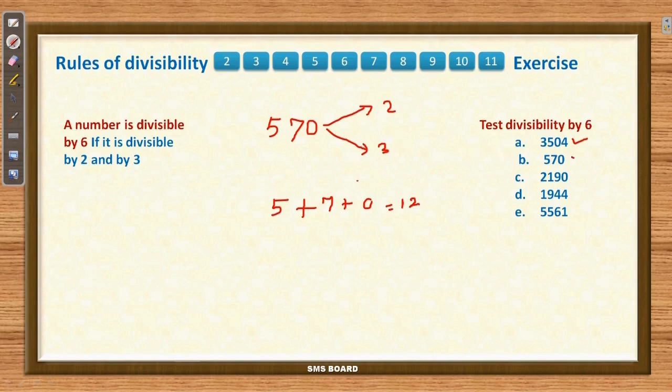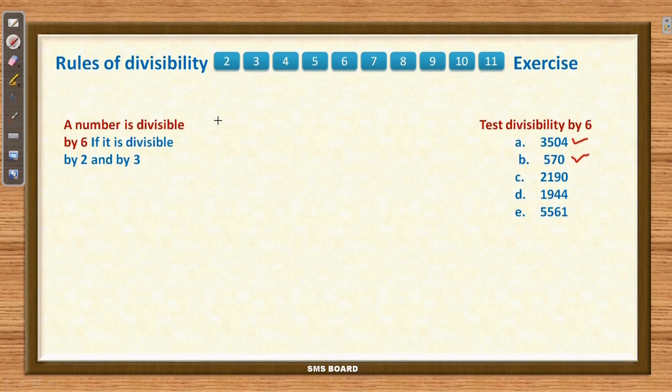So this number is also divisible by 6. Now let us go to the next problem, that is 2190, and this number ends with 0. So according to the rule of divisibility by 2, this number is divisible by 2.